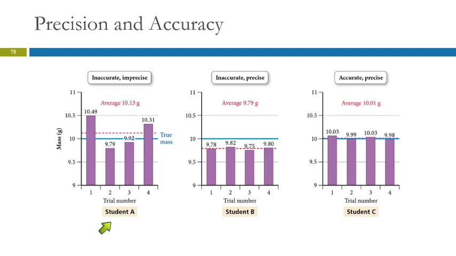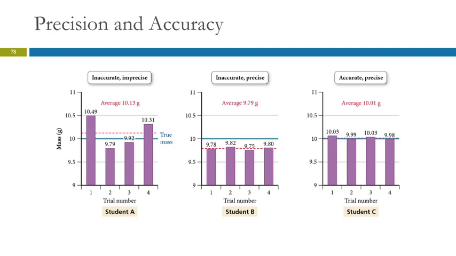So here's student A. The first one was 10.49, and then, my pointer's being weird, I'm not even pointing and it's still there. The next one was 9.79 and 9.92 and 10.31. So you can see that the heights of these different bars are all over the place. That is poor precision, right? Very scattered.